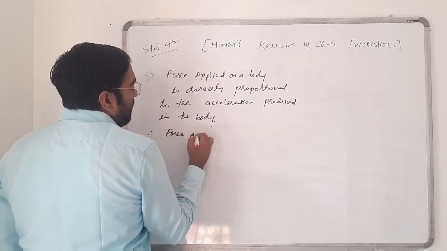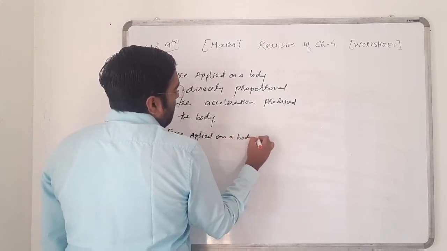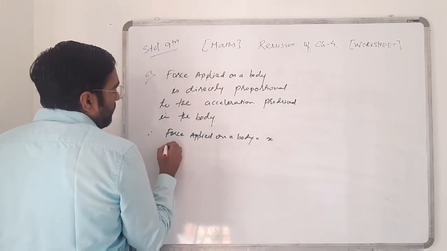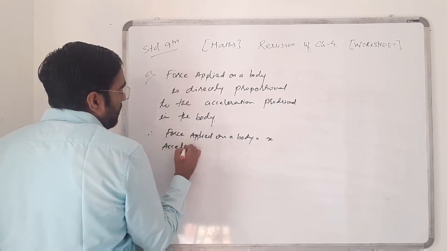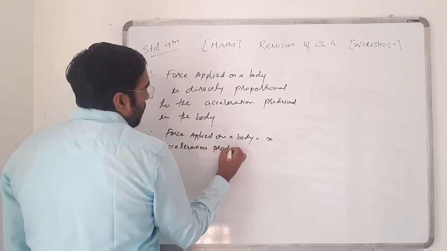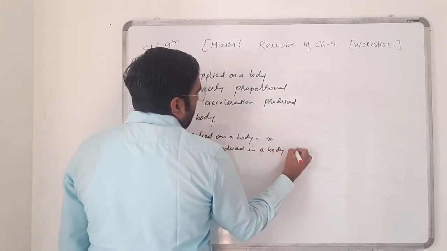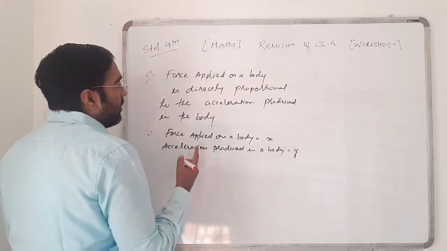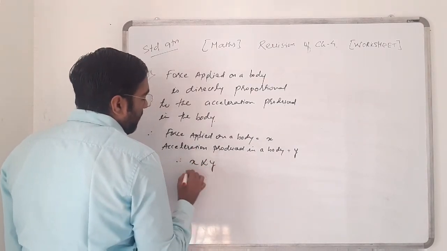Force applied on a body equal to x, and acceleration produced in a body equal to y, and both of them are directly proportional to each other. So therefore x is directly proportional to y.